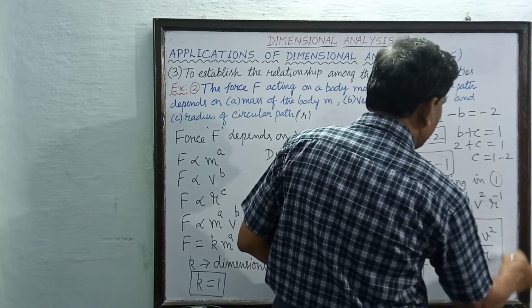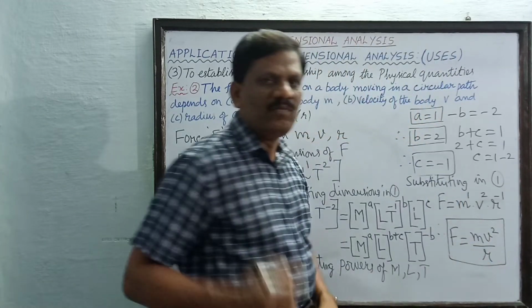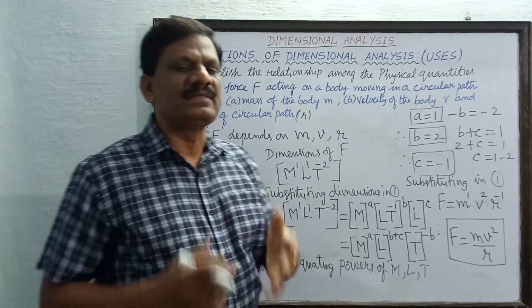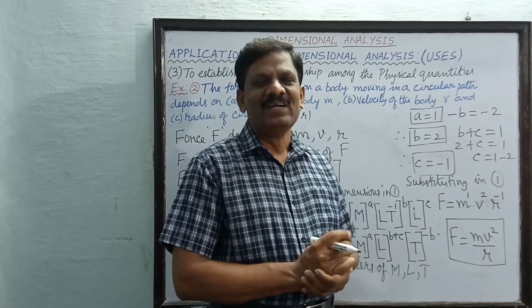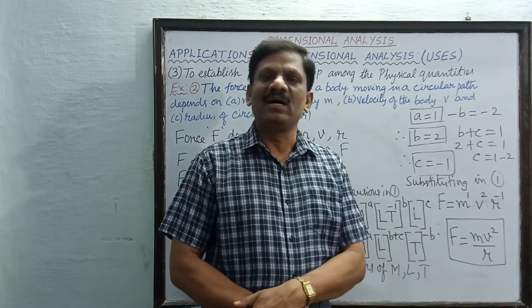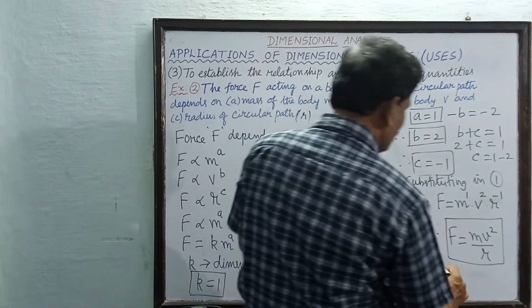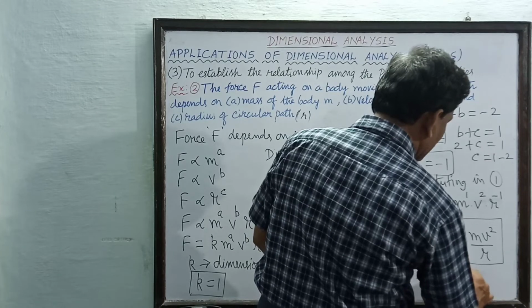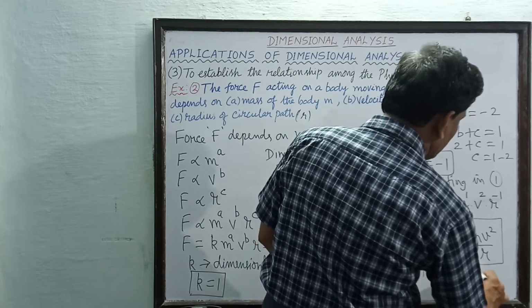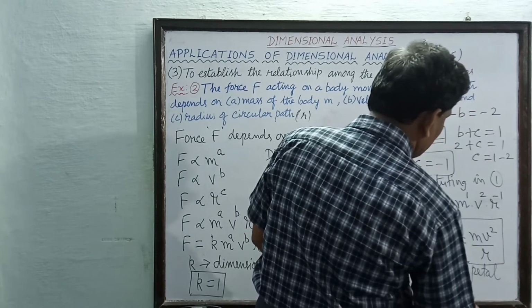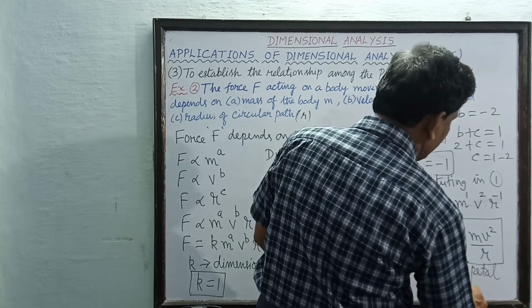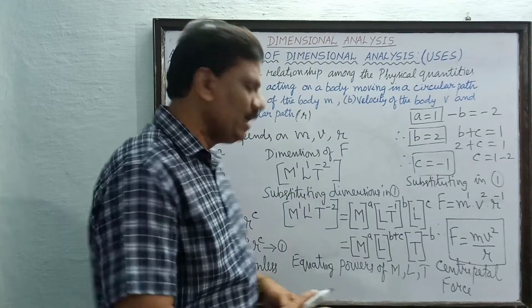Such a force acting on a body revolving in a circular path has a special name. What is the special name? That is called centripetal force. Very important, centripetal force, students. So you remember this: the name of the force acting on a body revolving in a circle is called centripetal force.